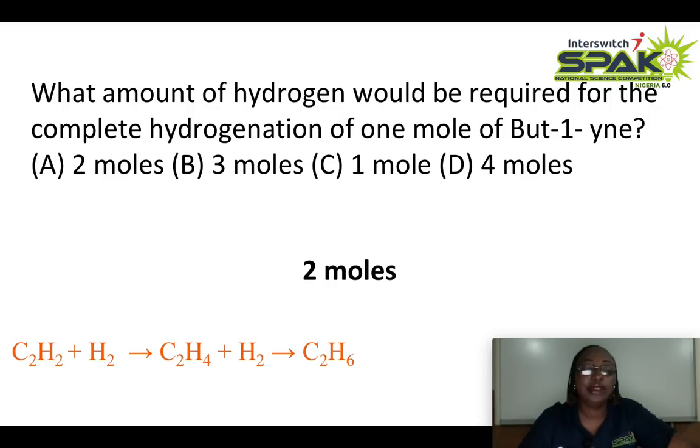Now, let's see the reaction. You see that in this reaction, ethyne will first react with hydrogen to give you ethene, then ethene will react further to give ethane. This is the same also for butyne. Butyne will react with hydrogen to give you butene. The butene will also react with hydrogen to give butane. That's C4H10.